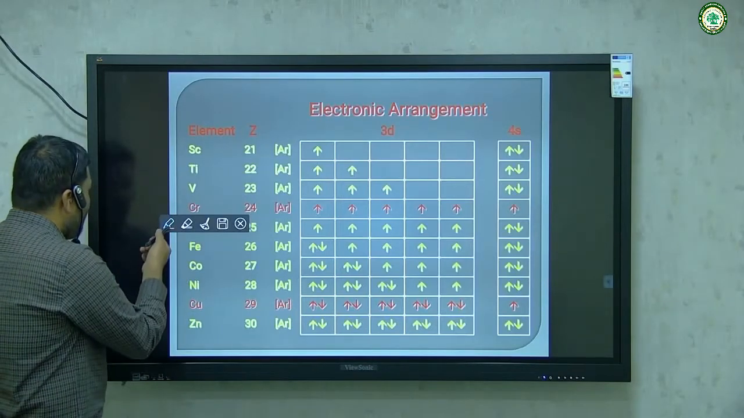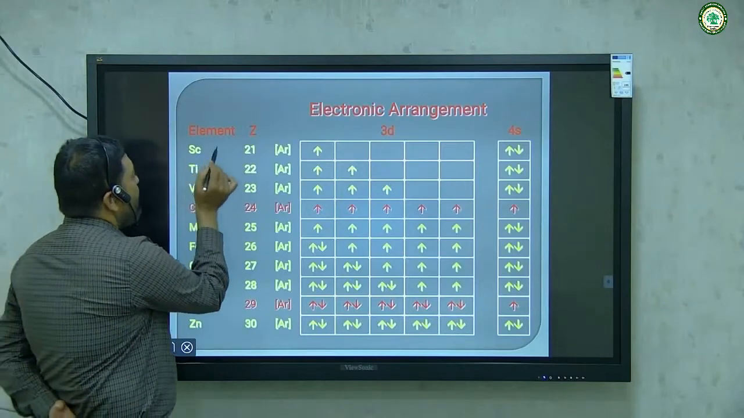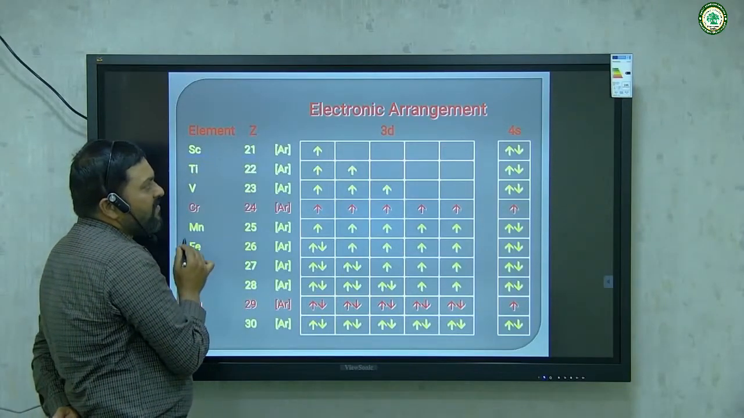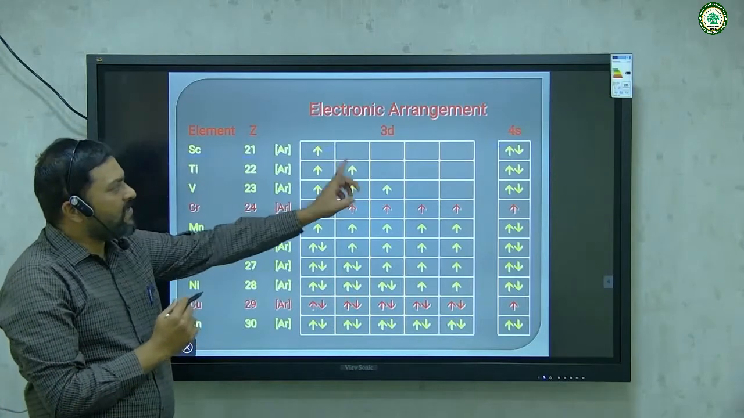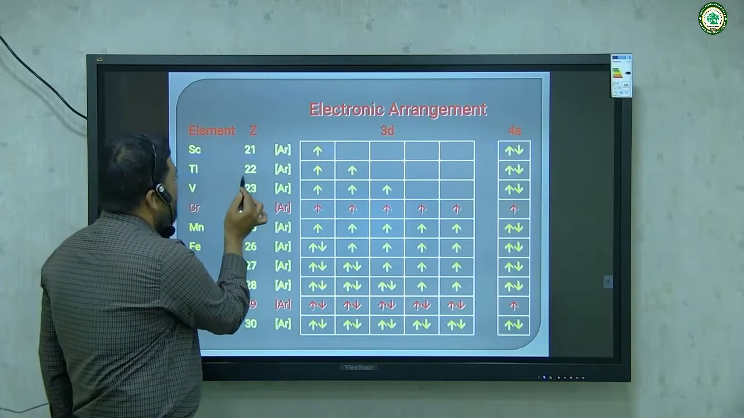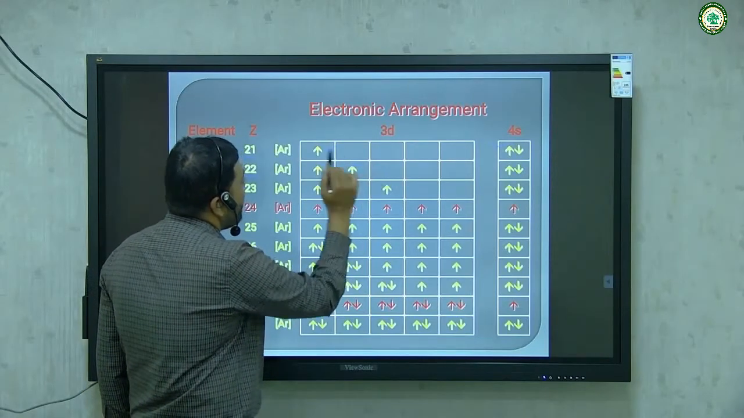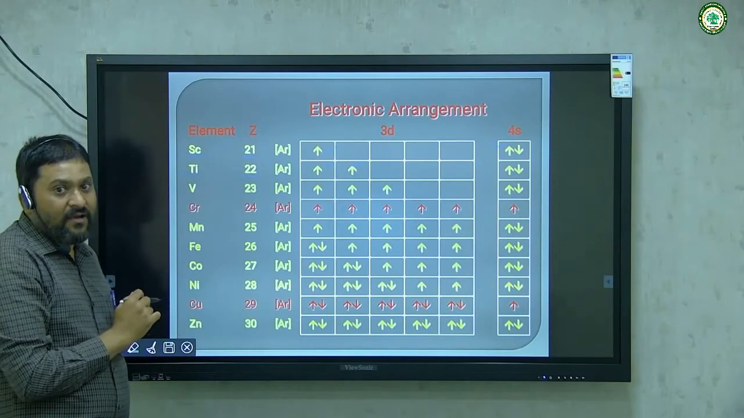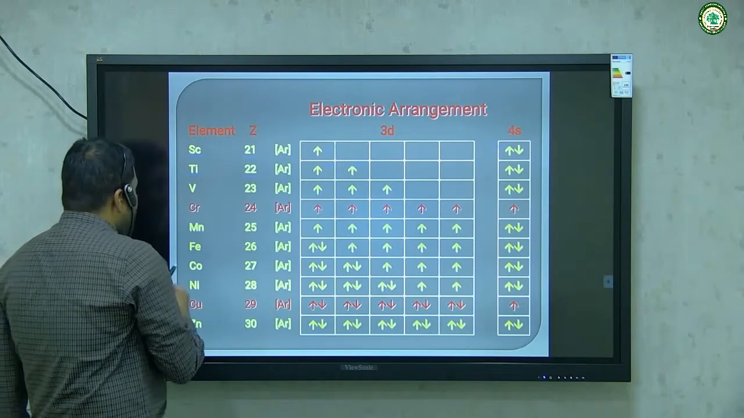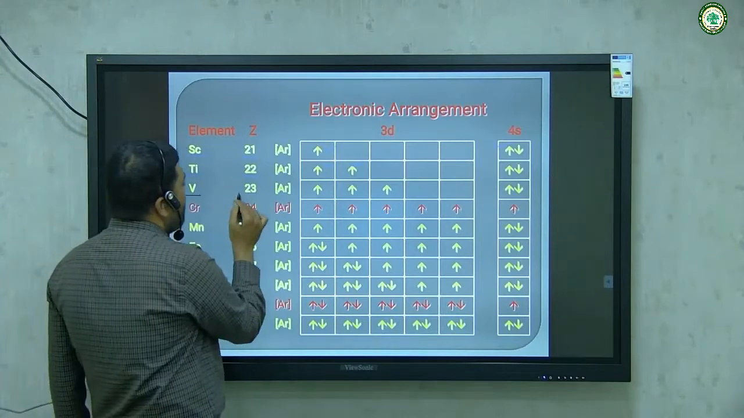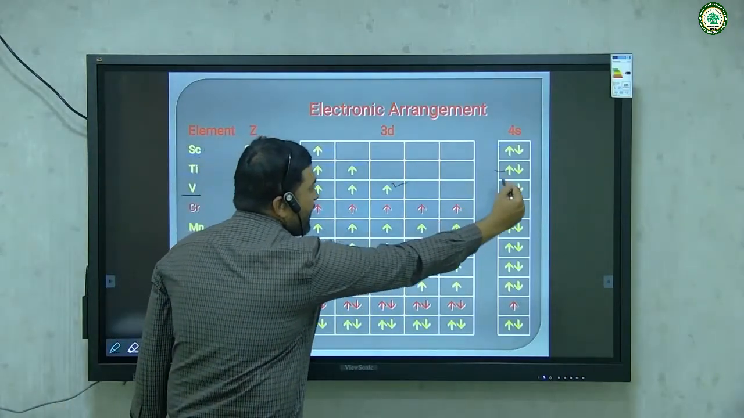Let us see in case of scandium. In scandium, the atomic number is 21, and the electronic configuration will be 3d1 4s2, meaning one electron enters the 3d subshell and two electrons are completely filled in the 4s subshell. In titanium, the atomic number is 22 and the core electronic configuration will be 3d2, meaning one more electron is added in the 3d subshell. In vanadium, the atomic number is 23, and the third electron enters 3d, 3d3. 4s is the same in all these cases.